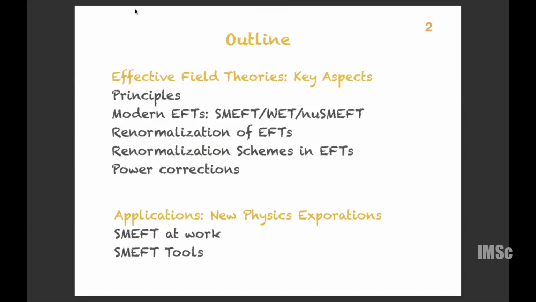We will start with the basic principles in effective field theories. Then I will introduce three effective field theories which can be used for new physics: the standard model EFT, the weak effective theory, and the neutrino standard model EFT. This is just a neutrino version of the standard model EFT. Interestingly, the weak effective theory, as I said, was used for the standard model, but even there the completion of its anomalous dimensions, very important calculations, was done only in 2018.